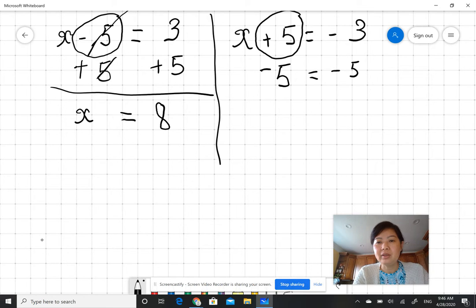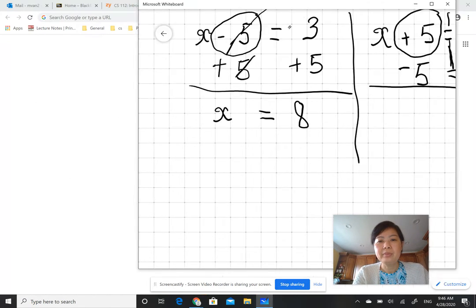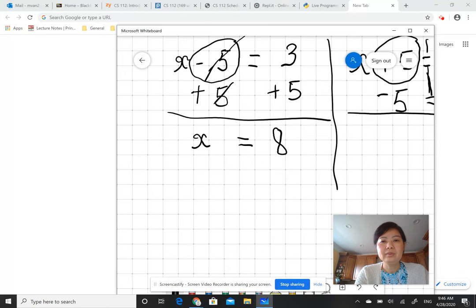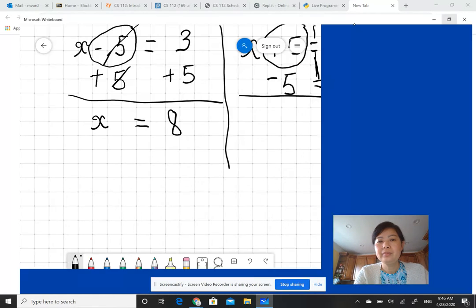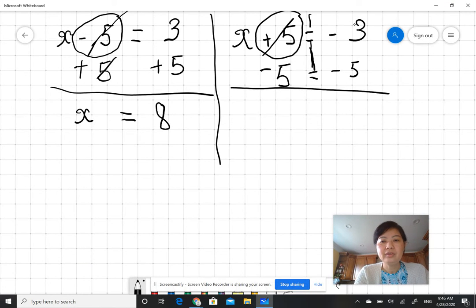Remember, you have the equal sign in the middle, right? So plus 5 and minus 5 cancel out. So you have x solely on the left, and the answer is negative 3 minus 5, right?